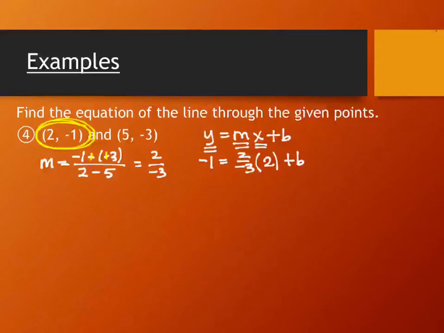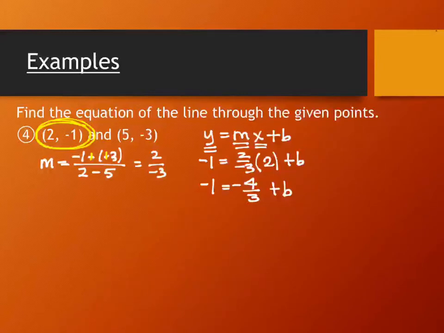And the only unknown now in the equation is b. So I can solve for it. So I have negative 1 equals negative 2/3 times 2, which is 4/3, and it's negative, plus my b.